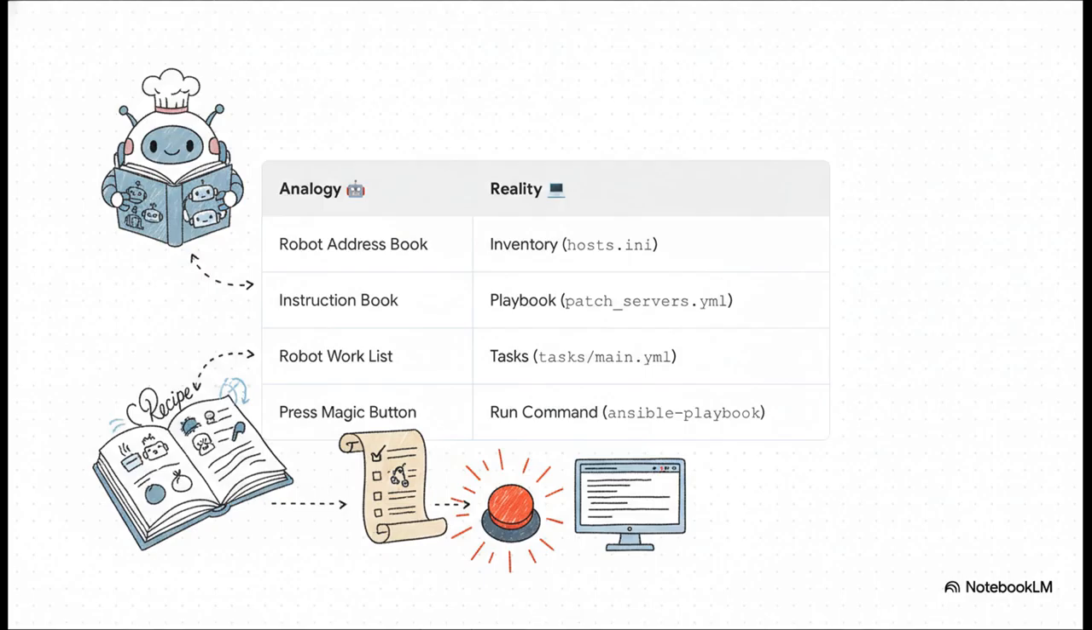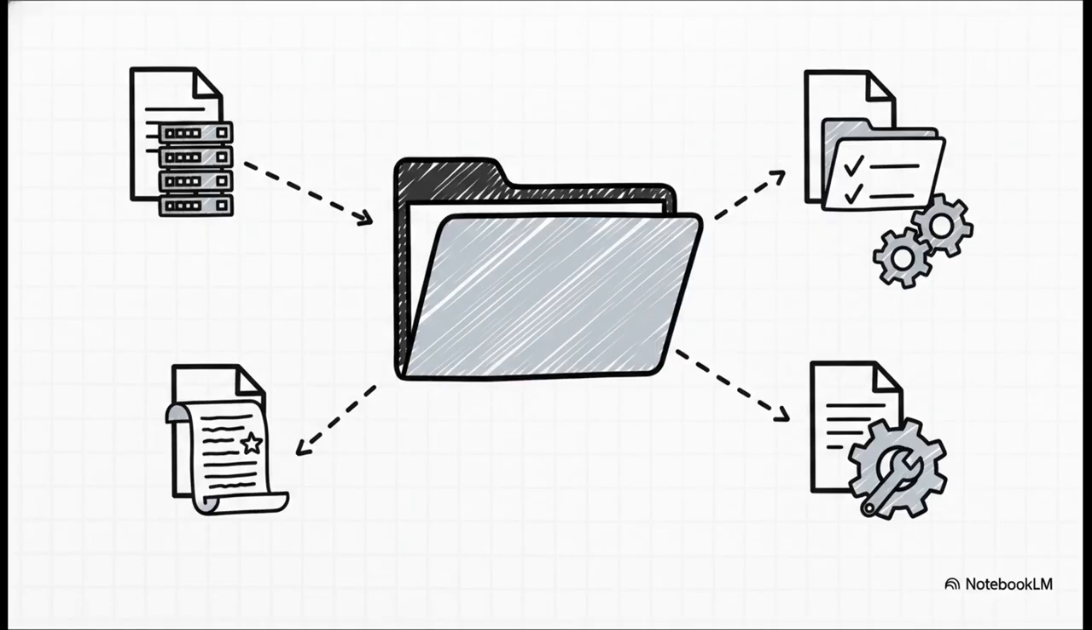And that big magic button to get it all started, well, that's just you typing a simple command in your terminal. It really is a one-to-one mapping. And here, check this out. This is a peek at what a real-life project structure actually looks like.